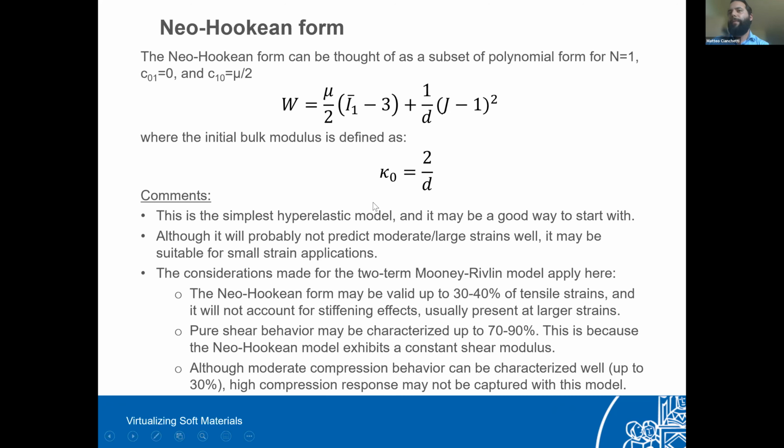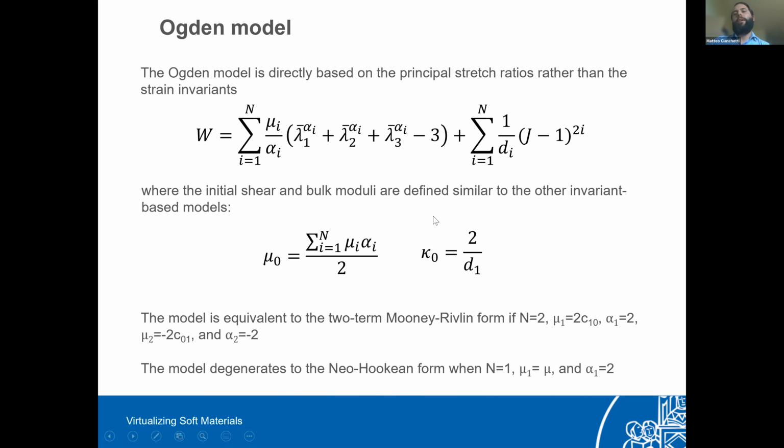It is not capable of predicting large strains, but it is good, for example, if your applications involve very small strains. In this case, the same consideration that we made for the two-term model still applies here. So it is able to predict up to 30–40% of tensile strains. It's good to see also the shear behavior, but only up to 70–90 degrees, and the compression can be captured only up to 30%.